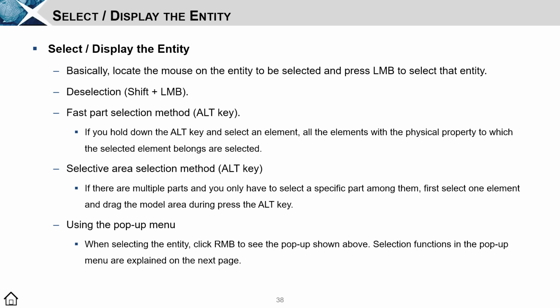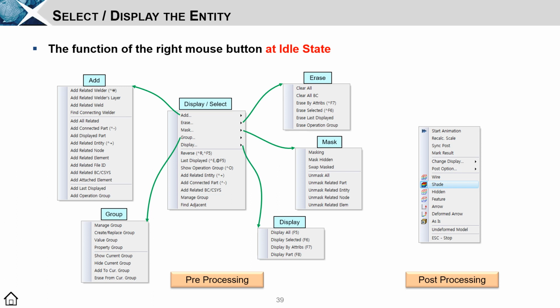When selecting the entity, click the right mouse button to see the pop-up shown above. Selection functions in the pop-up menu are explained on the next page. This is a function that appears when you click the right mouse button without executing any commands. This shows commands for executing various methods of adding and clearing on the current screen. The menus shown vary depending on pre- and post-processing.